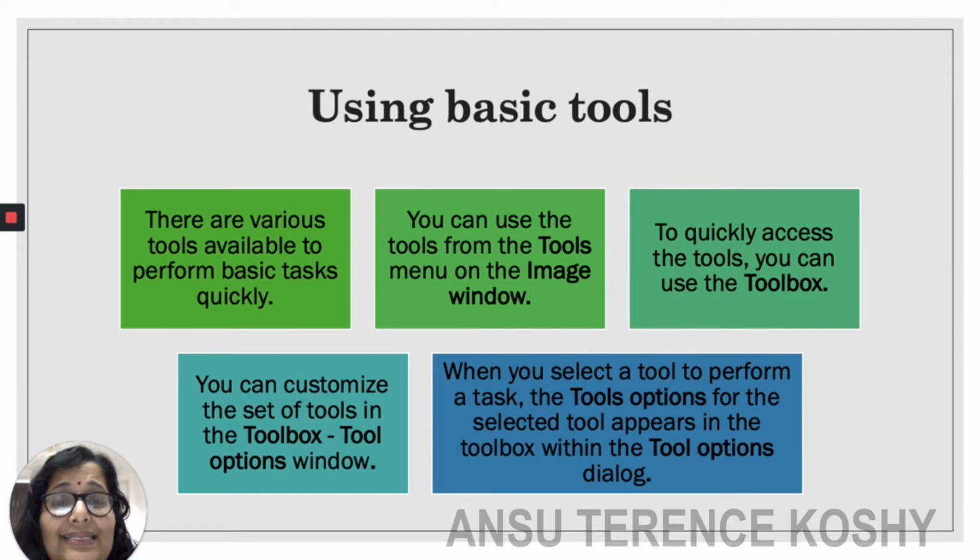When you select a tool to perform a task, the tool options for the selected tool appear in the toolbox within the Tool Options dialog. That is, when you select a particular tool from the Tools menu and you're using it, that selection appears in the toolbox on the left side so that you can see that you are using that particular tool.